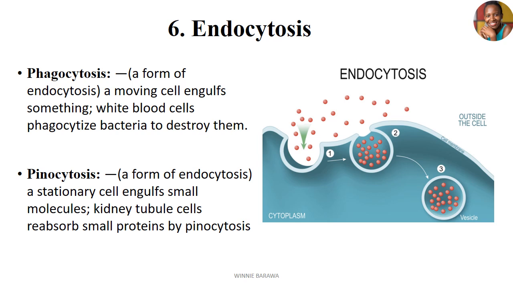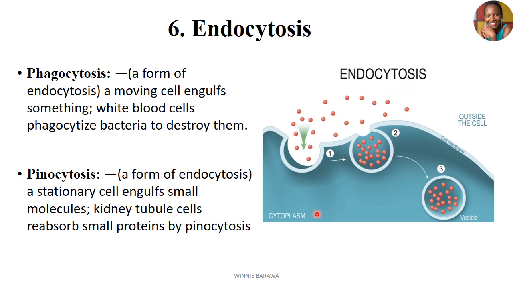And we have the other mechanism that we call endocytosis. Endocytosis as a mechanism of transportation is where substances are taken into the cytoplasm from the outside part of the cell. So this is a process whereby substances are taken into the cell from the external part of the cell, what we call extracellular, into the cytoplasm.